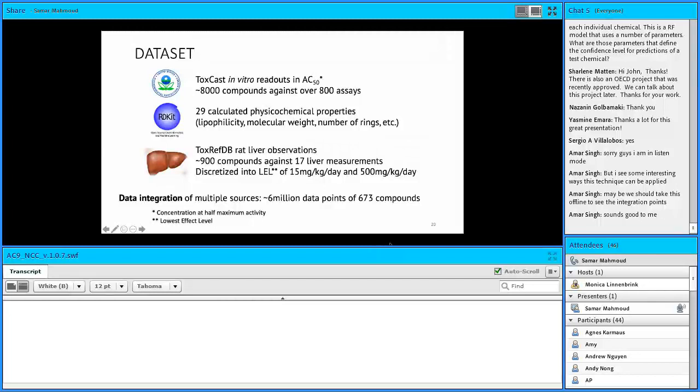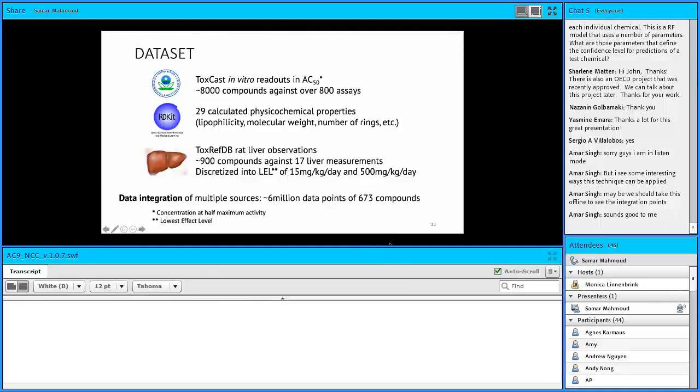So in this study, we've used data from the ToxCast using the AC50 data, along with 29 calculated physicochemical properties, including electrophilicity, molecular weight, and number of rings, against relative observations from the ToxRef database, where we discretized the LEL into two categories: compounds that are toxic at the level of 15 milligram per kilogram per day, and compounds that are toxic at 500 milligram per kilogram per day.